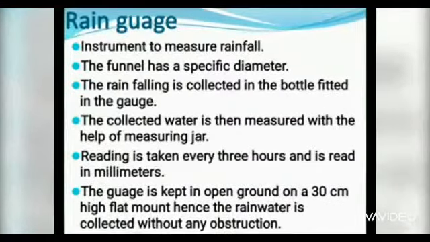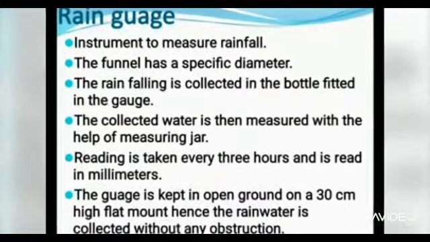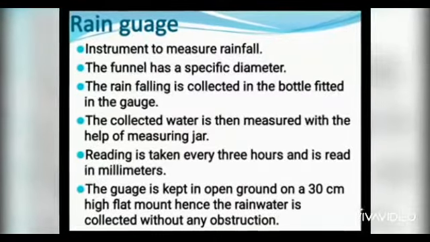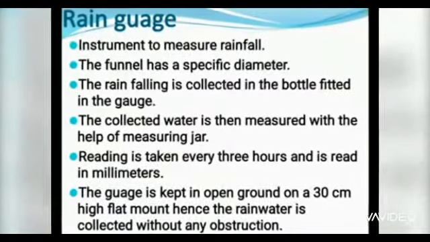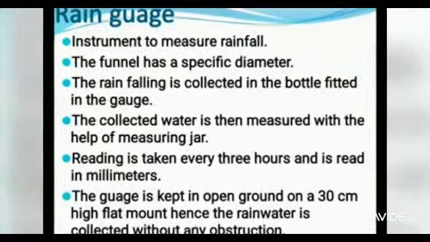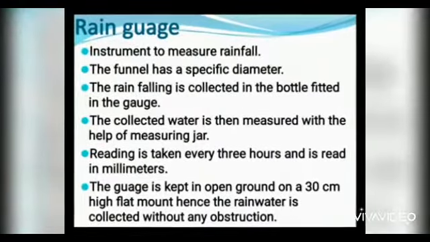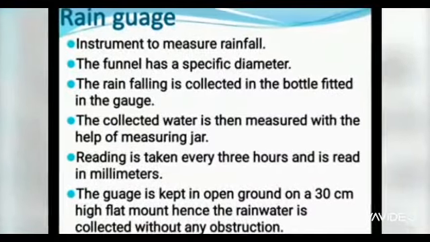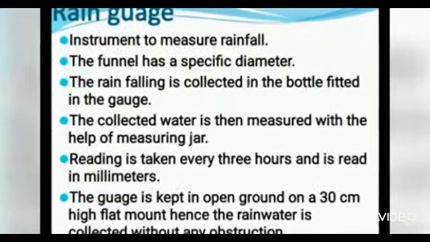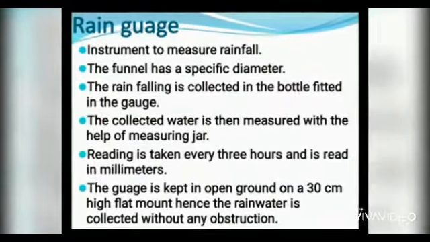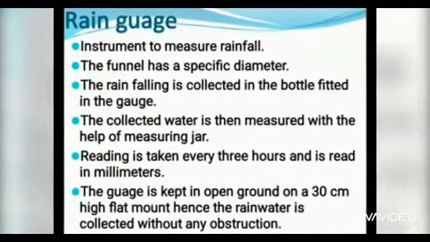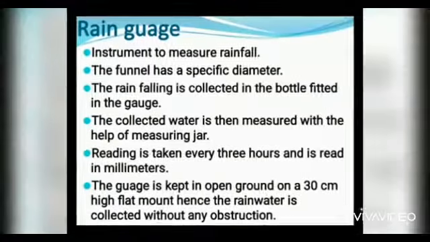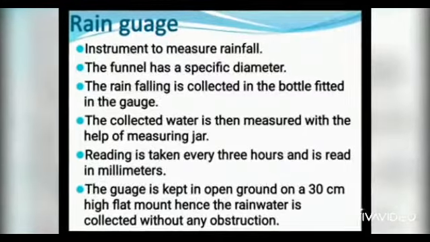In areas of heavy rainfall, the reading of the rain is taken every 3 hours. The measuring jar reads in millimeters. The gauge is kept in open ground on a 30 centimeter high flat mount. Hence, the rainwater is collected without any obstruction.